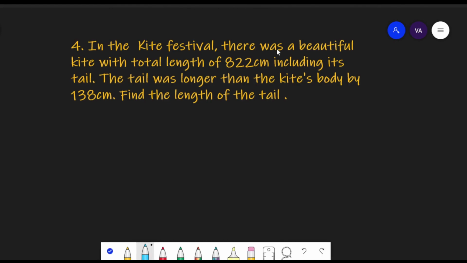In the kite festival, there was a beautiful kite with a total length of 822 centimeters, including its tail. The tail was longer than the kite's body by 138 centimeters. Find the length of the tail.